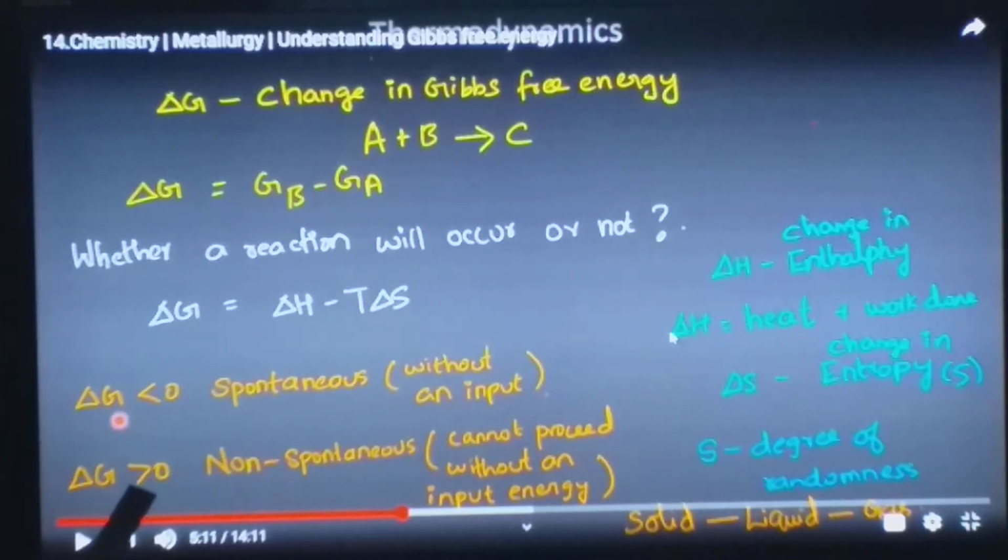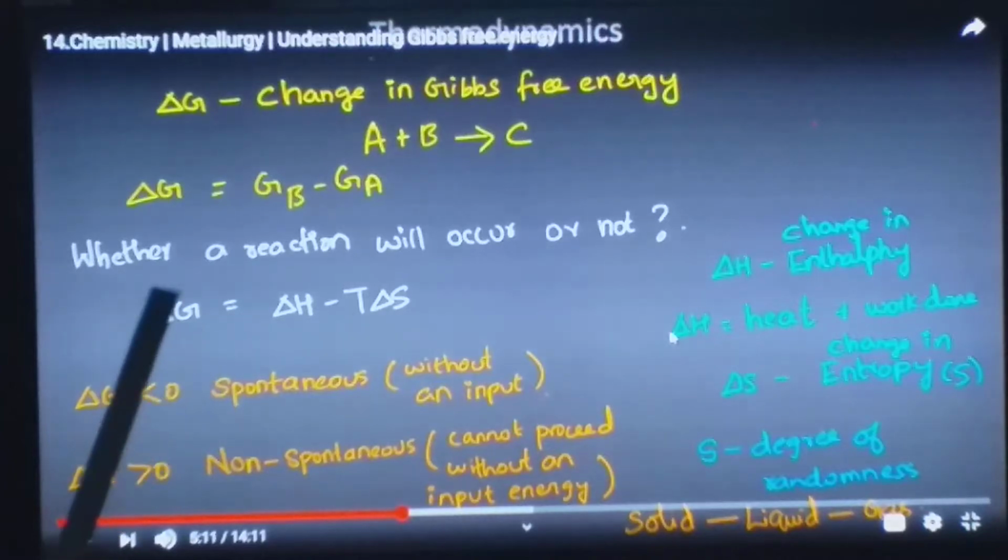If del G value is greater than 0, that is a positive value, then definitely it will be a non-spontaneous reaction. Even though the product is formed, it is unstable, so it cannot proceed without an input energy. Del G equal to 0 means the reaction will be an equilibrium reaction.